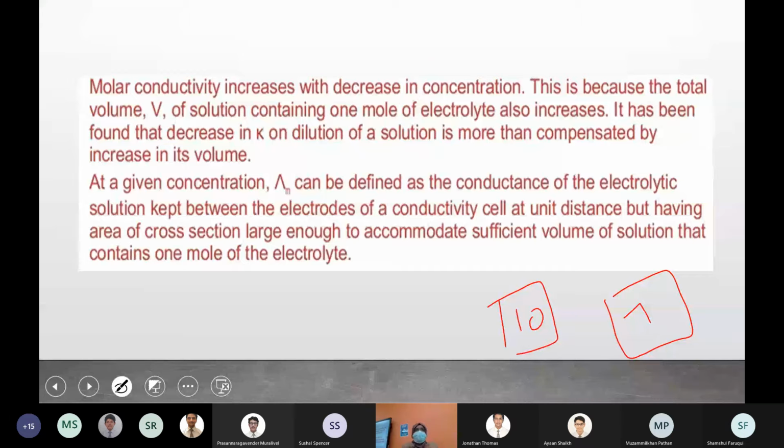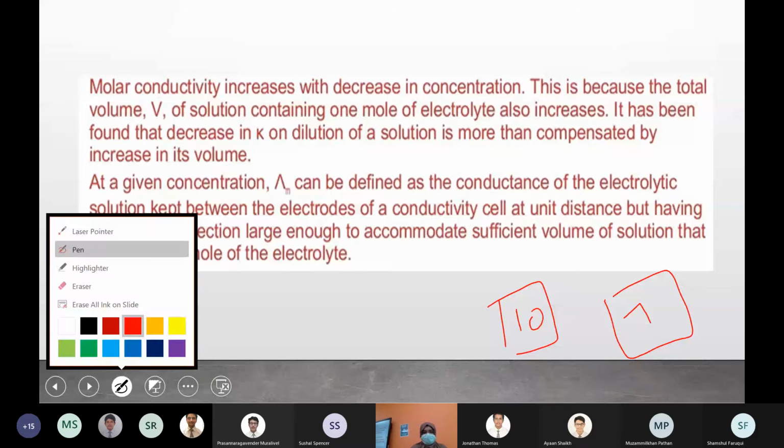So here, when you are diluting, number of particles per unit volume is decreasing, but that decrease is not evident in molar conductivity because increase in the volume increases the movement of ions, more free movement. So that way it is increasing the molar conductivity. The movement of ions is easy, they can carry the current more easily. That's what you need to write.